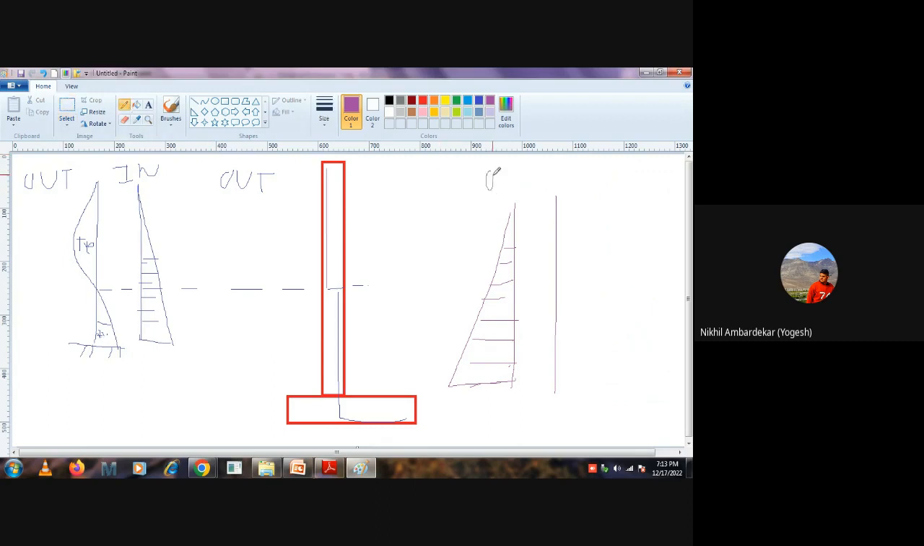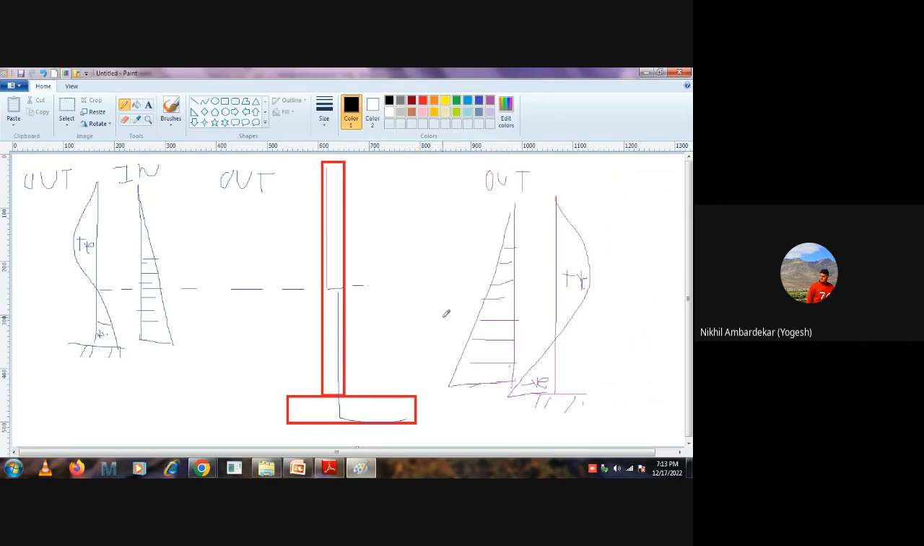This is now the outside face. This is my wall. So now what happened? This wall's bending moment will be somewhere like this. This is negative. This is positive.